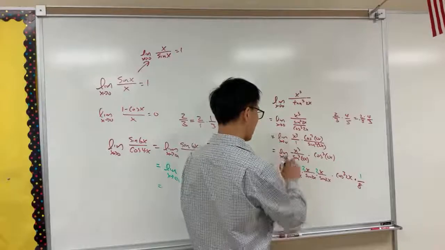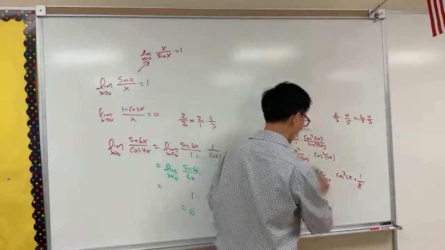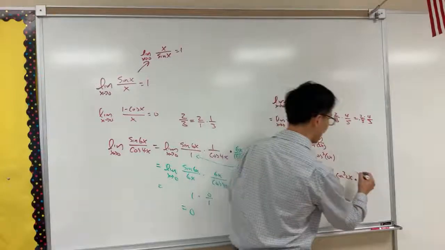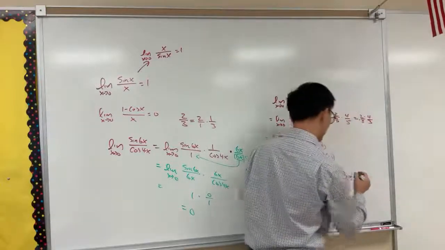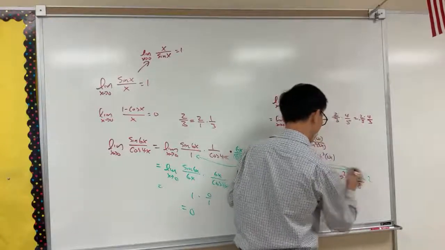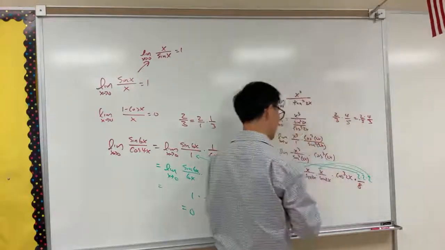Okay, so maybe I should do that again. Maybe I'll draw it, help you. So this one is the x. So it is 2 times 2 times 2. So what happened is this 2 is going to go to here. This 2 is going to go to here. This 2 is going to go to here.